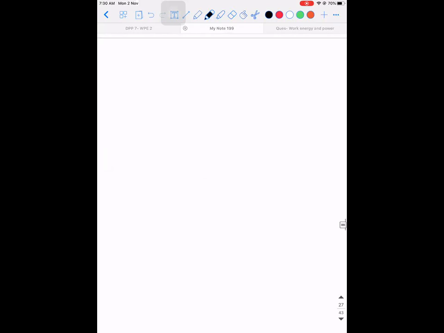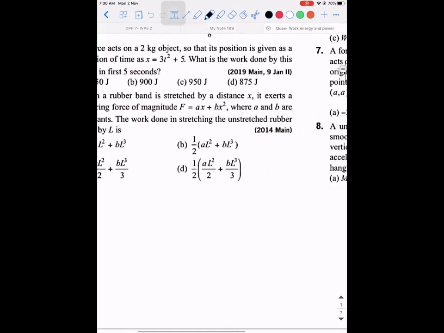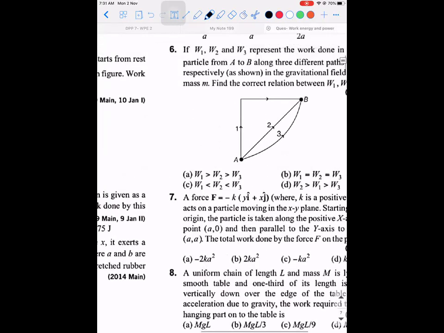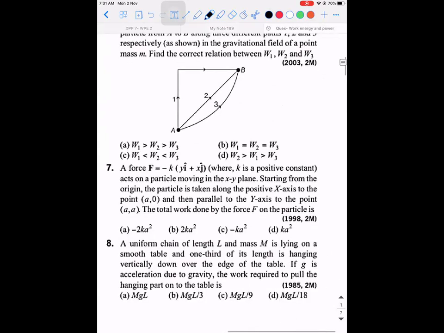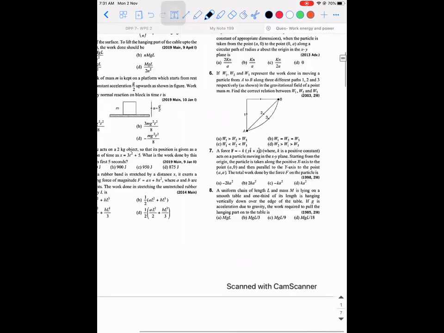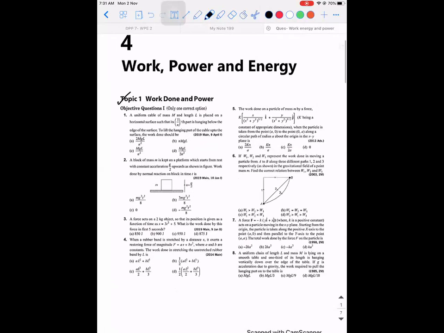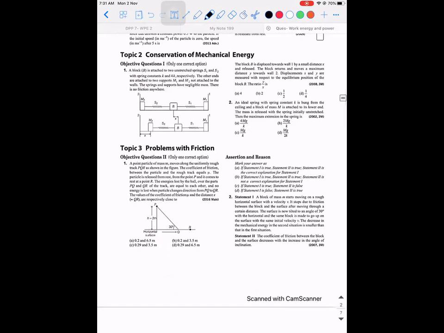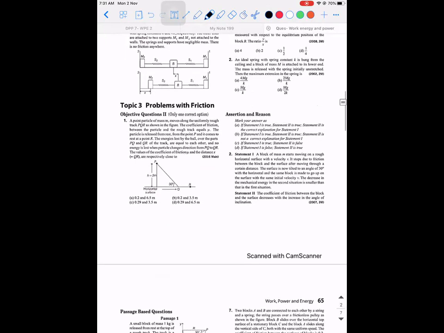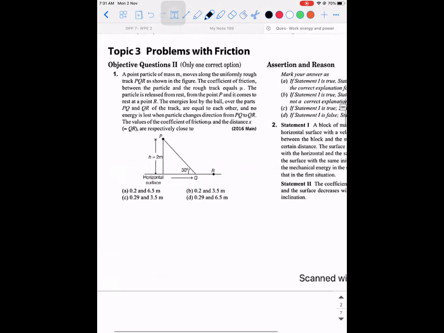So this advanced part we'll do later. These are the types of problems which are based on work done and power. Okay. Now let's do some problems which are based on friction.